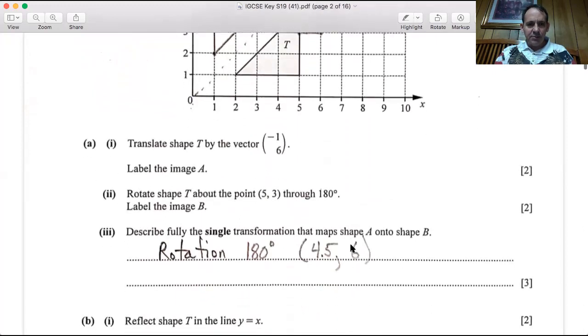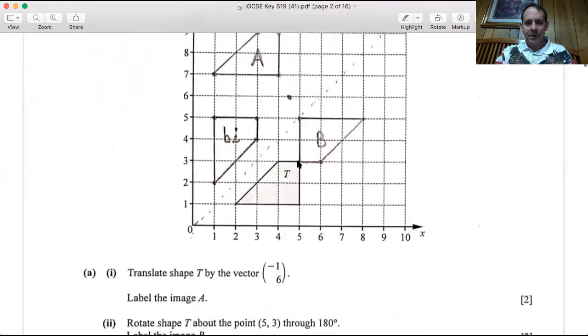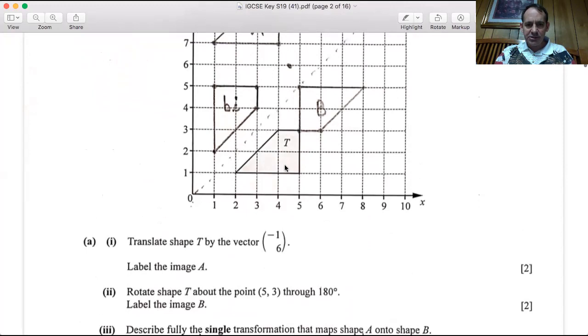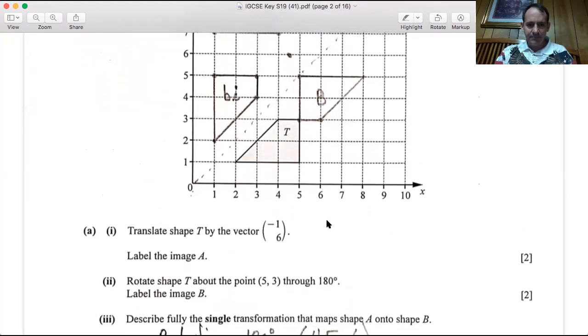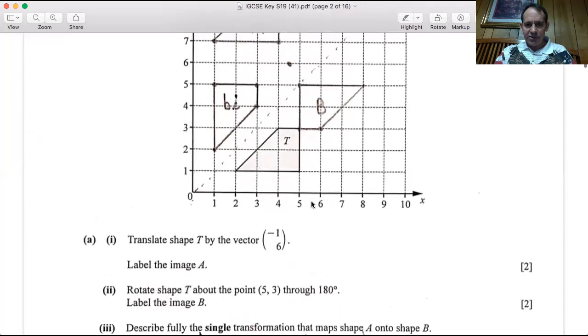So as we move down here, our first one is to translate shape T by this column vector of -1, 6. So this column vector is your x over y. So our T, which is right here, is the object, and these others are the images that we end up with after we translate it.